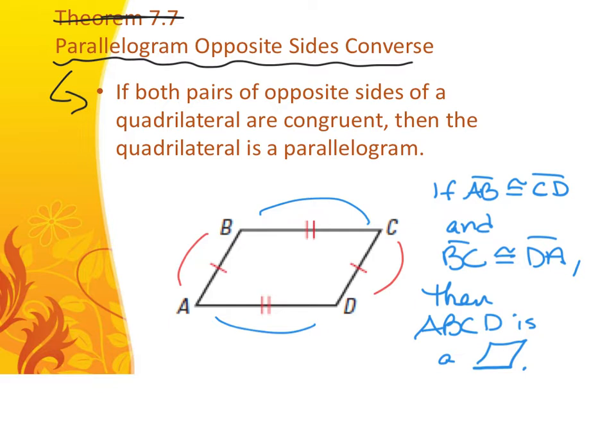And this is the converse of what we saw in 7.2, where they told us that if it's a parallelogram, then opposite sides are congruent. The if and the then is switched. Anybody still need it? Okay, let's try the next one.